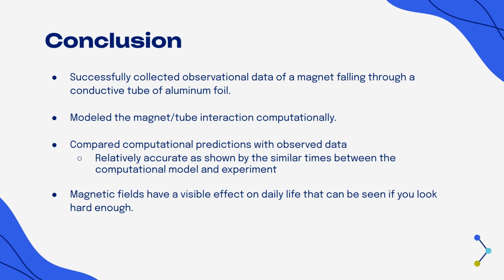So in conclusion, we successfully collected observational data of a magnet falling through a conductive tube of aluminum foil, modeled the magnet-tube interaction computationally, and compared computational predictions with observed data, which is relatively accurate as shown by the similar times between the computational model and experiment. Magnetic fields overall have a visible effect on daily life that can be seen if you look hard enough.